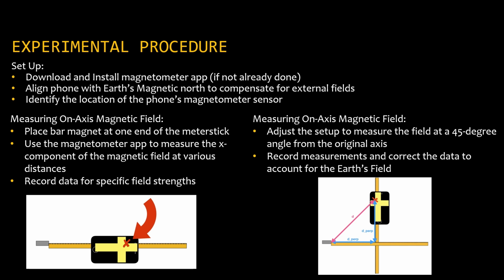Now for the experimental procedure. To set up, I downloaded and installed the app. I aligned my phone with the Earth's magnetic north to compensate for external fields and make sure they did not interfere with my data. I also identified the location of the phone's magnetometer sensor.